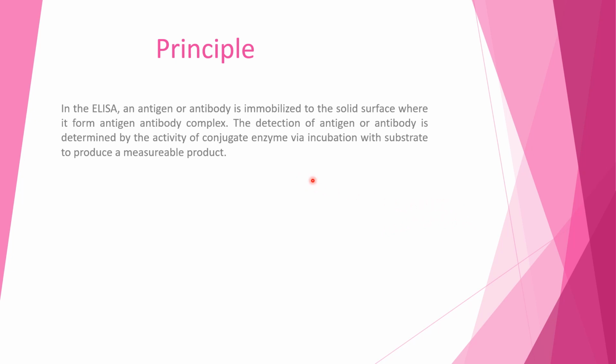After adding the enzyme conjugate, this enzyme conjugate attaches to the surface of the antibody or antigens, then substrate is added. This substrate reacts with the enzyme conjugate and produces products.